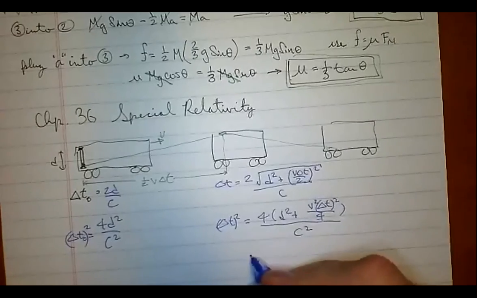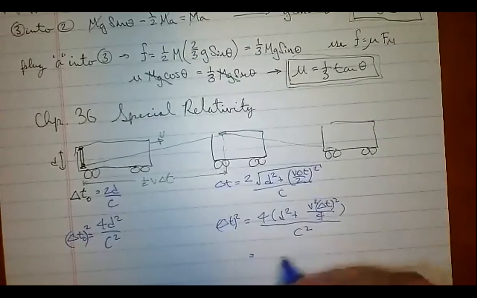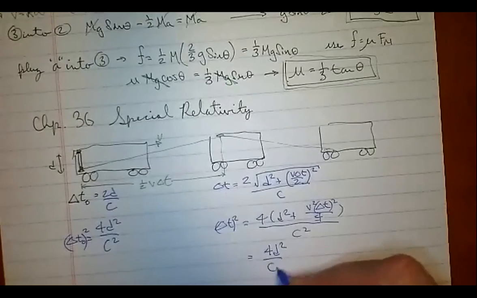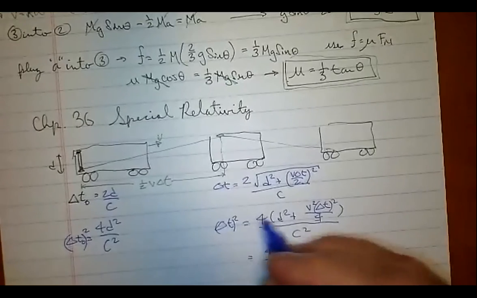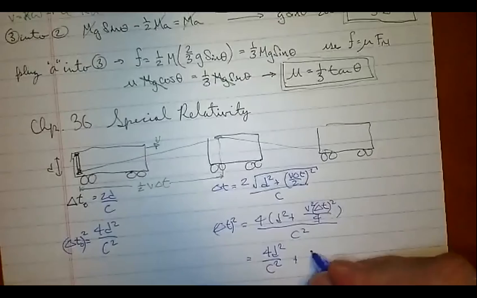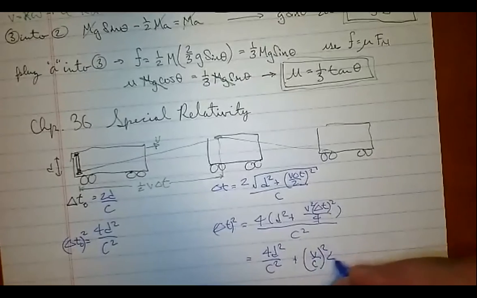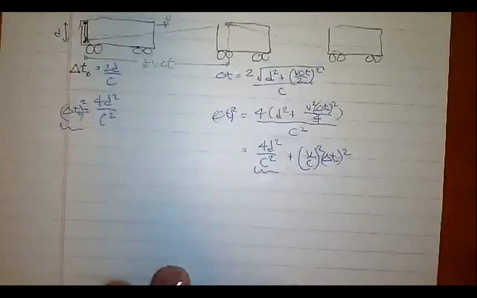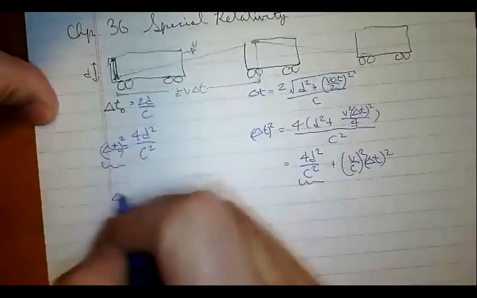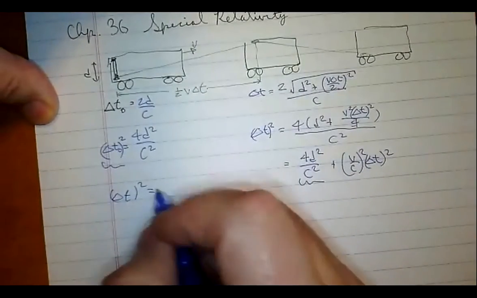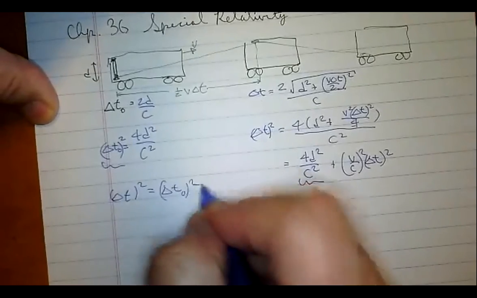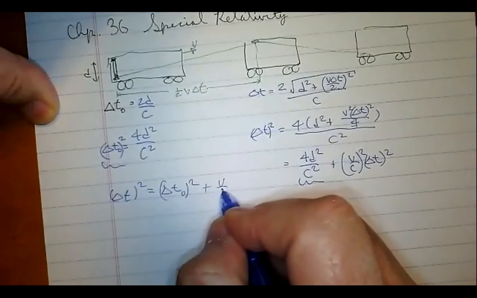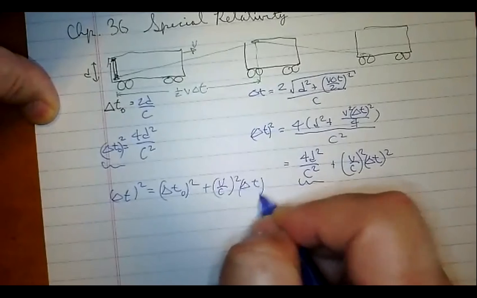Okay. Now, if I distribute that 4 and distribute the c squared, I get 4d squared over c squared. And over here, notice that the 4 is going to cancel out with the 4 down here. So I just get (v over c) quantity squared times delta t squared. Well, this happens to be this, so I can plug that in. And when I do that, I get delta t squared is equal to delta t0 squared plus (v over c) squared delta t squared.